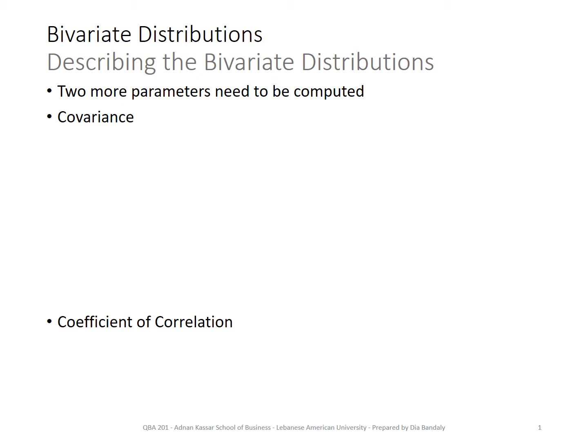All right, two more parameters may be needed whenever we are facing a combination of two variables. We may need to find their covariance and the coefficient of correlation. Okay, so how to find the covariance?